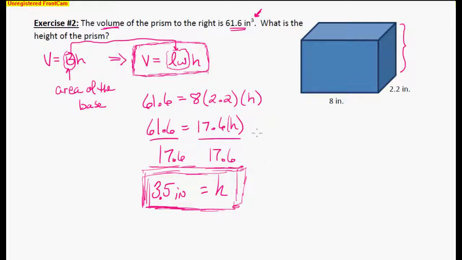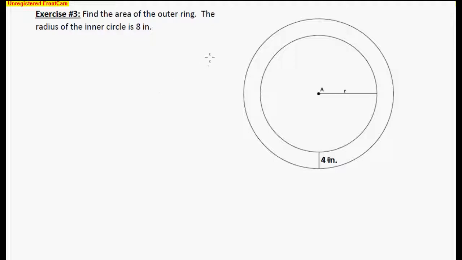But it's all about knowing this formula. We start with this formula, and all I did was plug in the parts that they gave me, and lo and behold, I only have one part that I had to solve for. Okay, let's give another one a shot here. Let me get rid of that one. Now this one's a little different. We have a circle now, and it looks like we have a circle inside of a circle. And it says find the area of the outer ring.